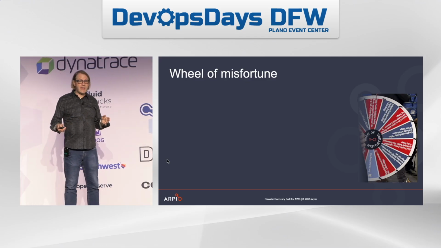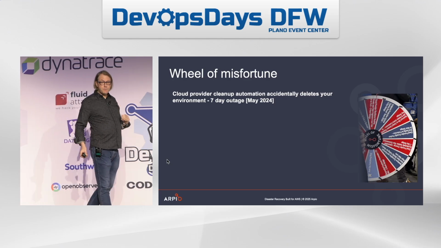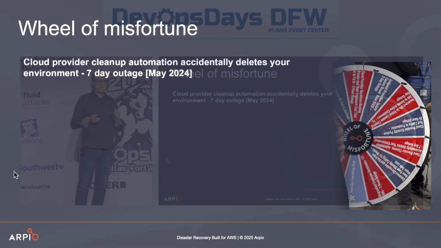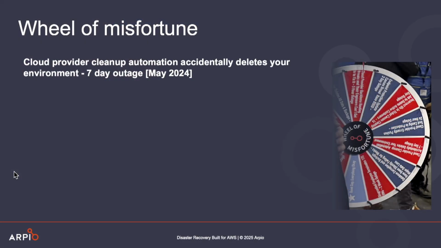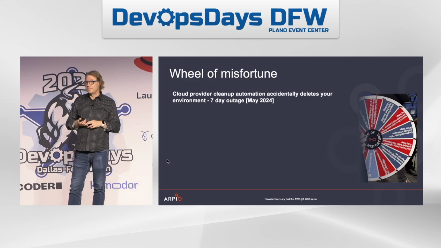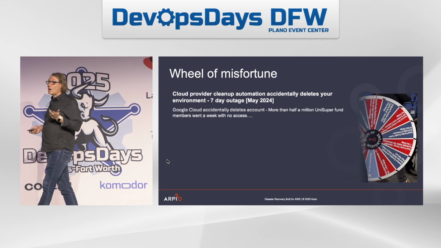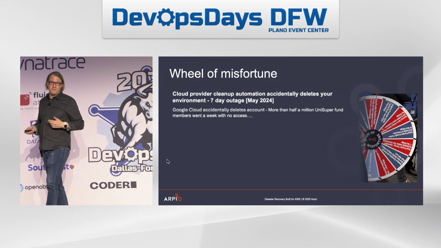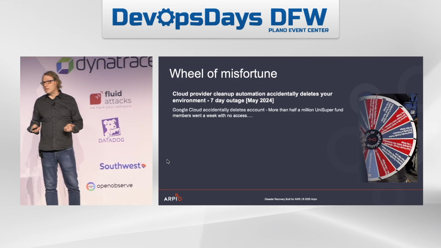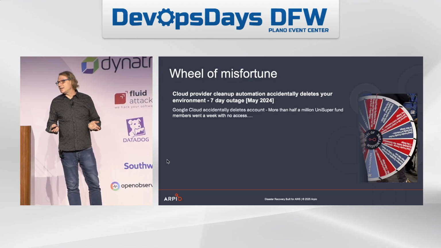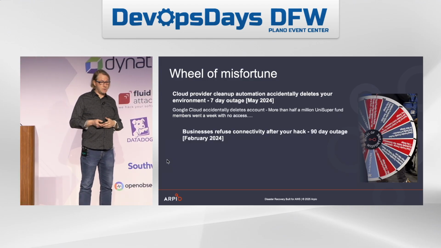But let's play a little game here today, all right? Cloud provider cleanup automation accidentally deletes your environment, 7-day outage, May 2024. Anybody know which cloud provider this was? Yep, this is Google. So Google wiped out one of their customers' environments, a customer called Unisuper, and they were down for 7 days solid.